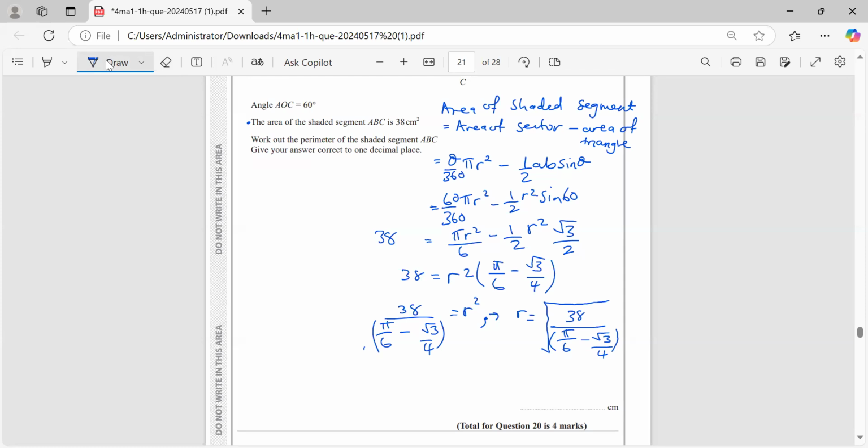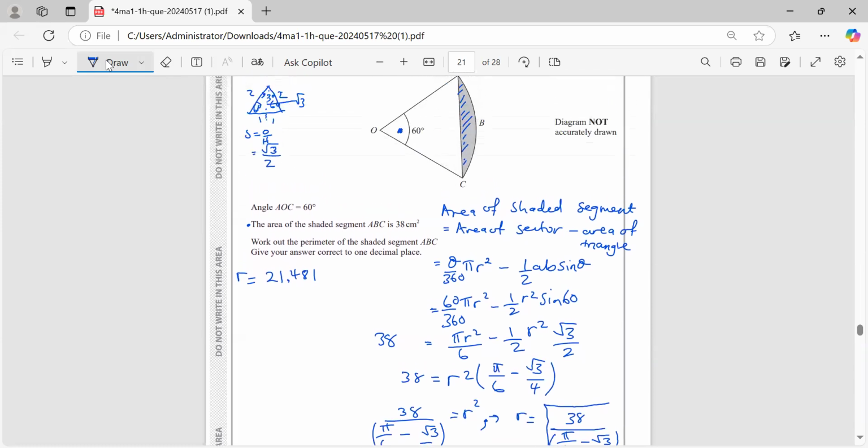So if you enter these values in the calculator, you're going to find out that R is 21.481. So you're going to get this. This one is the value of your R.